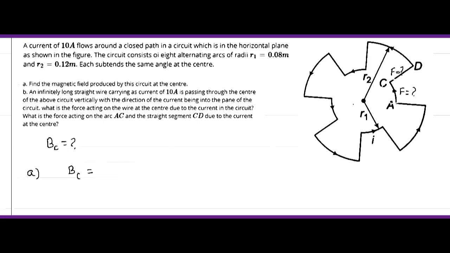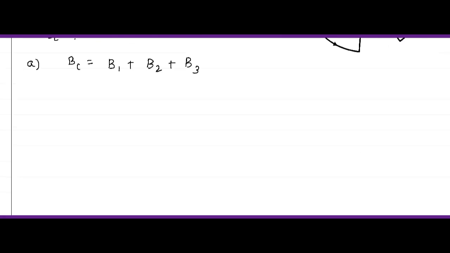So magnetic field would be due to this inner radius, so we can call it B1, plus due to this outer circle or outer element, we can call it B2, plus due to this straight part, so we can call it B3 due to the straight part. Okay, now what are these respective values? So for example, B1, how can we calculate it?